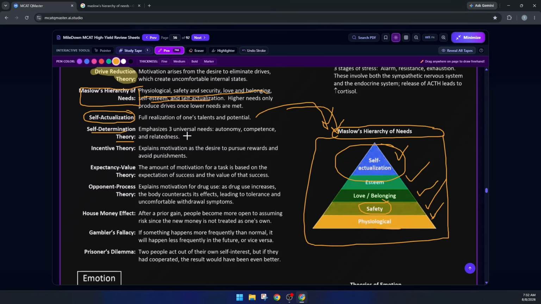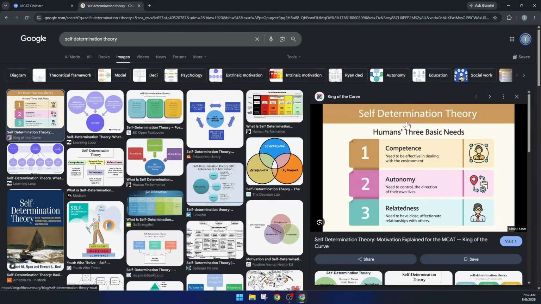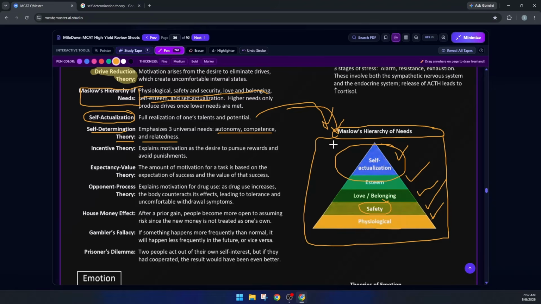Self-determination theory emphasizes 3 universal needs: autonomy, competence, and relatedness. So here is self-determination theory. 1, competence: the need to be effective in dealing with the environment. 2, autonomy: the need to control the direction of their own lives. 3, relatedness: the need to have close, affectionate relationships with others. So it's very similar to Maslow's, but it has fewer steps, if that makes sense. There are only 3 needs, but Maslow's hierarchy of needs, I see, has 5 to remember here, right?